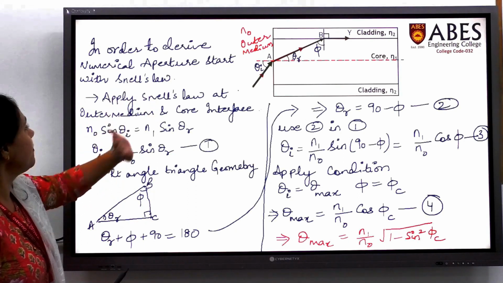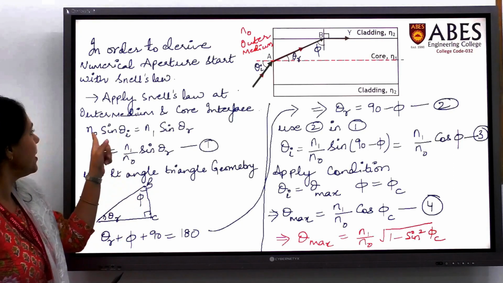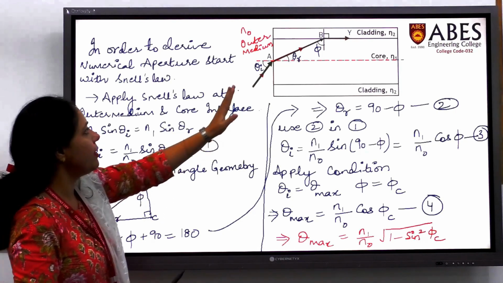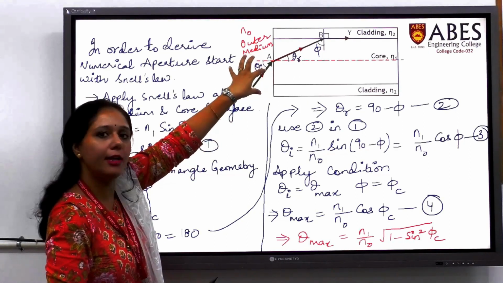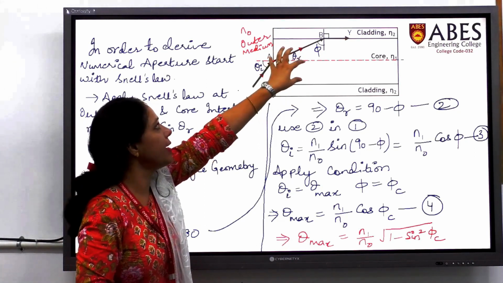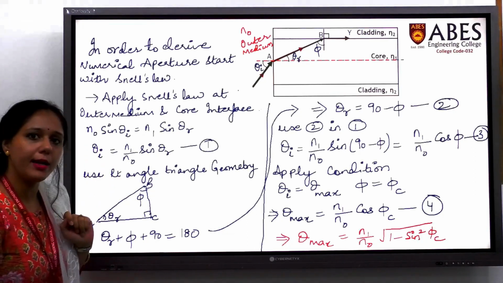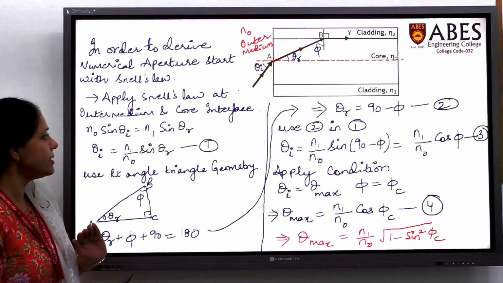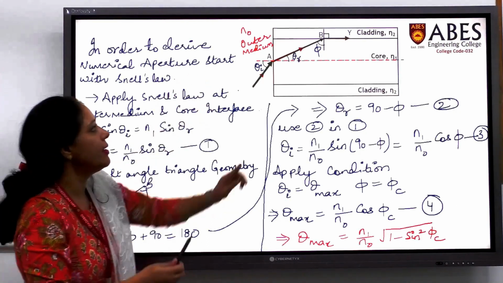So when we apply Snell's law at the outer medium and core interface, it will be N0 sine theta I equals N1 sine theta R. On one side is the refractive index of the outer medium multiplied by the sine of the input angle related to it, and on the other side of the boundary, the refractive index of the core and the angle associated with it. So we get sine theta I, the input angle, as N1 upon N0 sine theta R. Now we have to find this theta R in terms of the critical angle, phi.